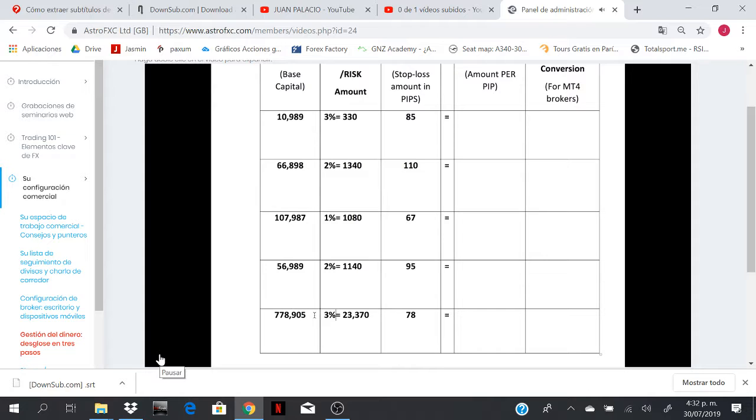Anyway, if you have a balance of $750,000, then the risk figure is slightly larger, 23,370. That's 3%. So 1% is going to be around 7,000, 8,000. So imagine how much money you can make when you do have that kind of capital. And you can work towards this. It's not just going to come overnight.